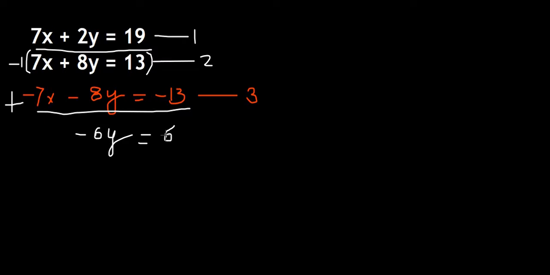Now to finish this 6 over here with the variable y, what we have to do is divide both of the sides by 6 like we did in the previous pair of simultaneous equations.